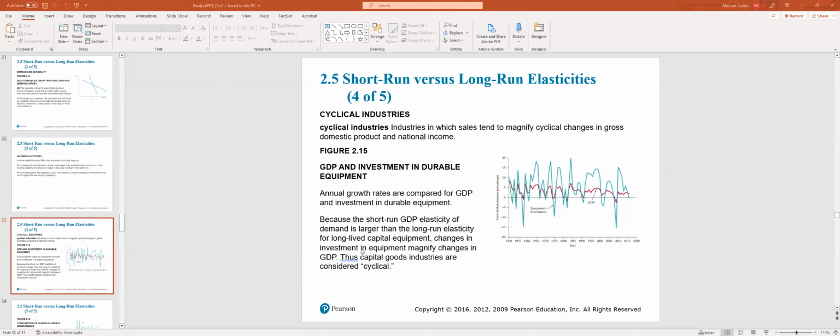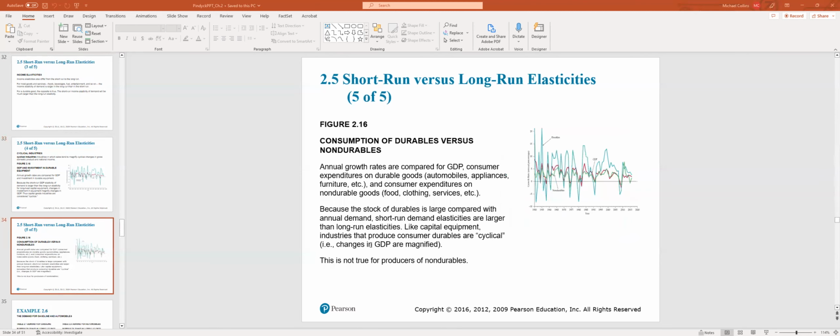Changes in investment in equipment magnify changes in GDP. Thus, capital goods industries are considered cyclical, just like building equipment. Good example there. Consumption of durables versus non-durables.